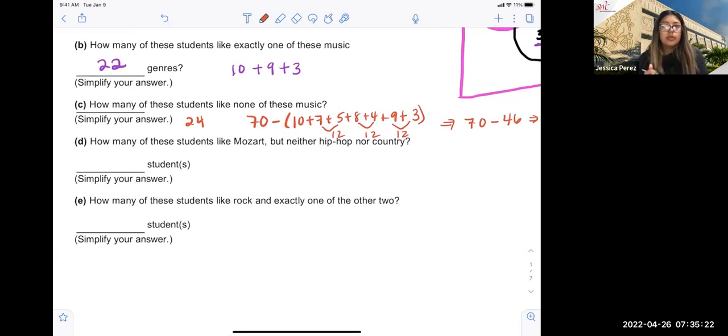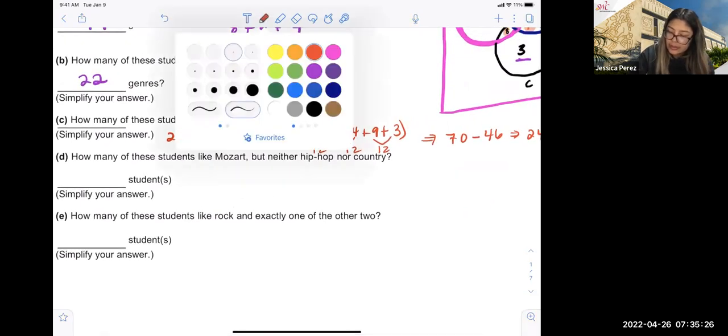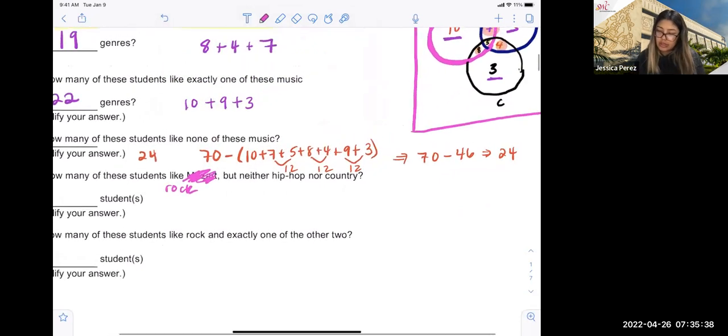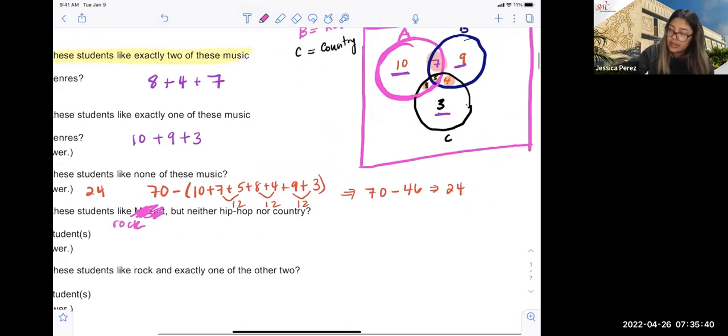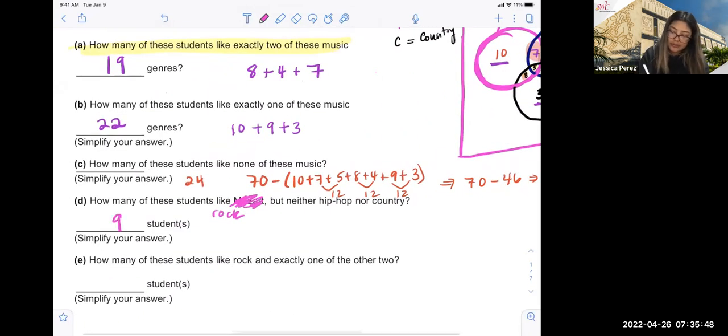Okay. So then the next question is, how many of these students like rock, but neither hip hop nor country? So all you're looking at is a piece of the rock right here, but neither hip hop nor country. So that's only nine students.